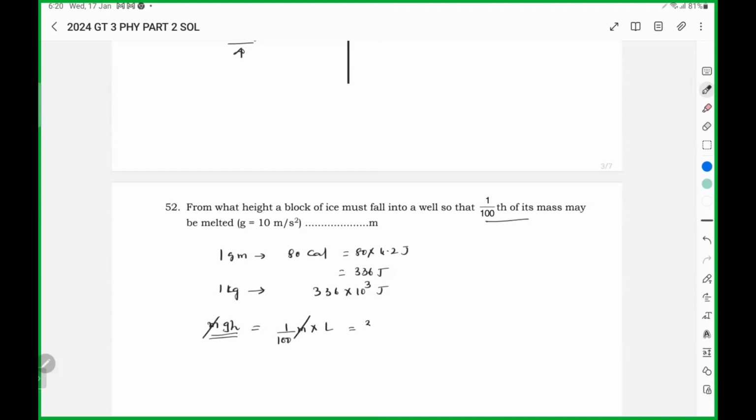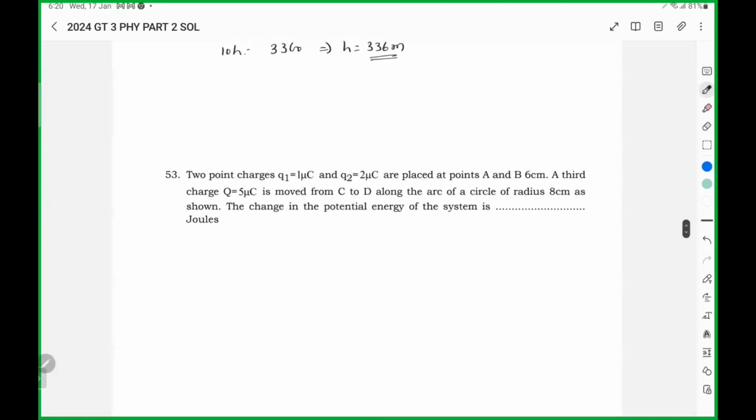So L here is 336 into 10 cube by 100. So g h equals that, and the height here is 336 meters.